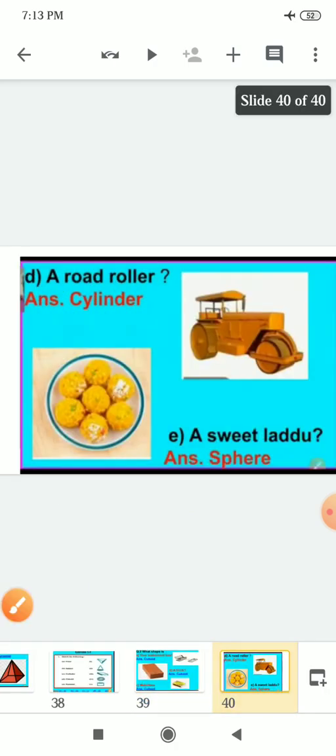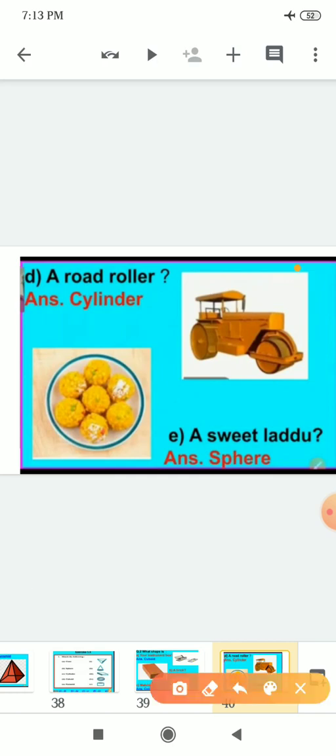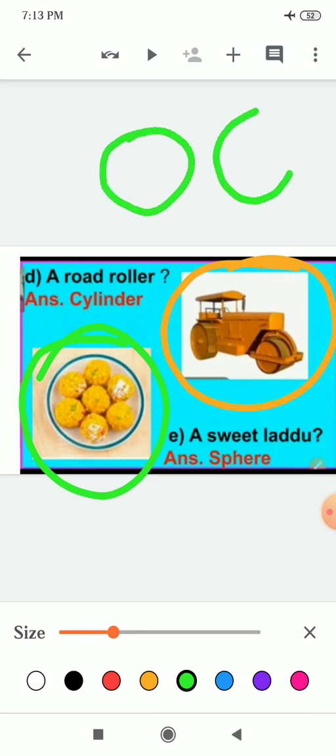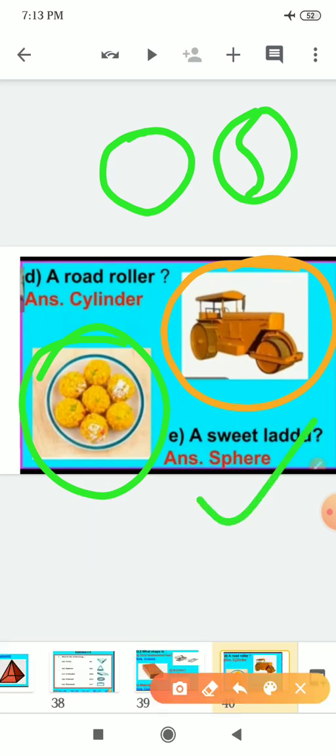Now we have the last question. A road roller is the shape of a cylinder. Now we have these laddus. Everybody likes laddu? Yes, I also like laddu very much. So a sweet laddu, or a ball, is the shape of a sphere.